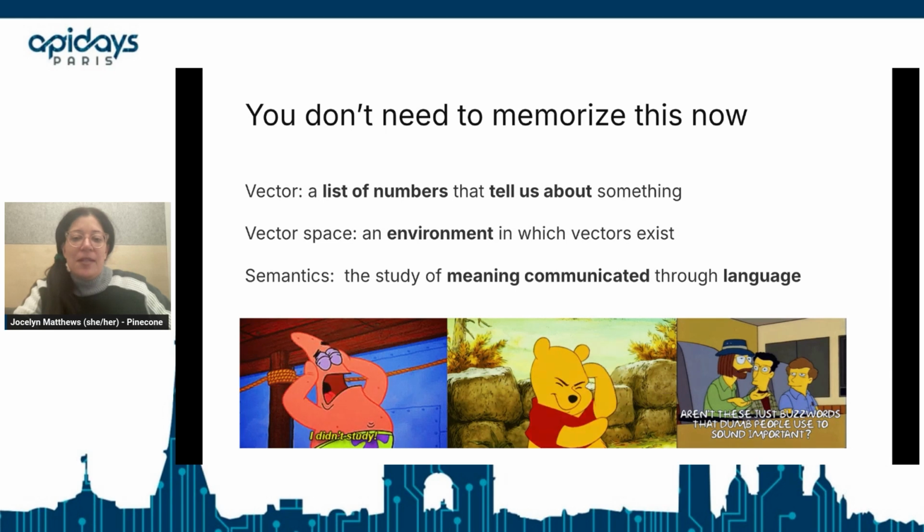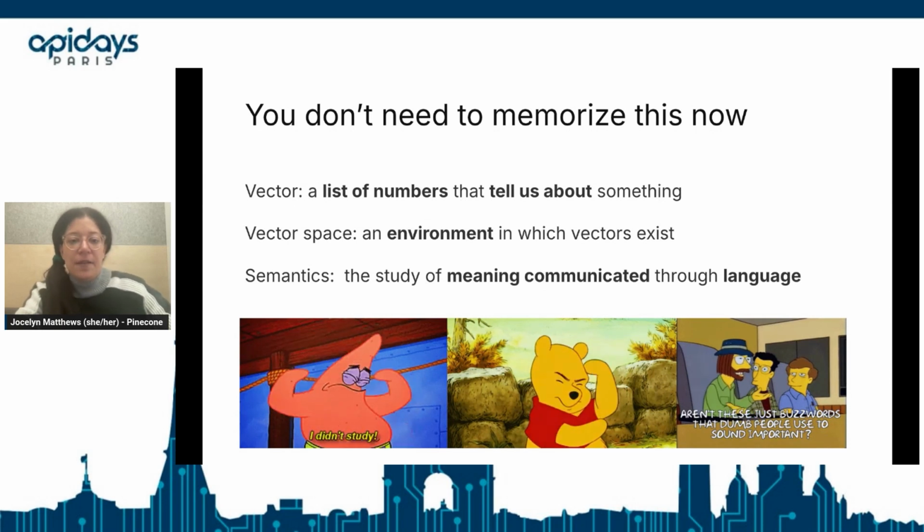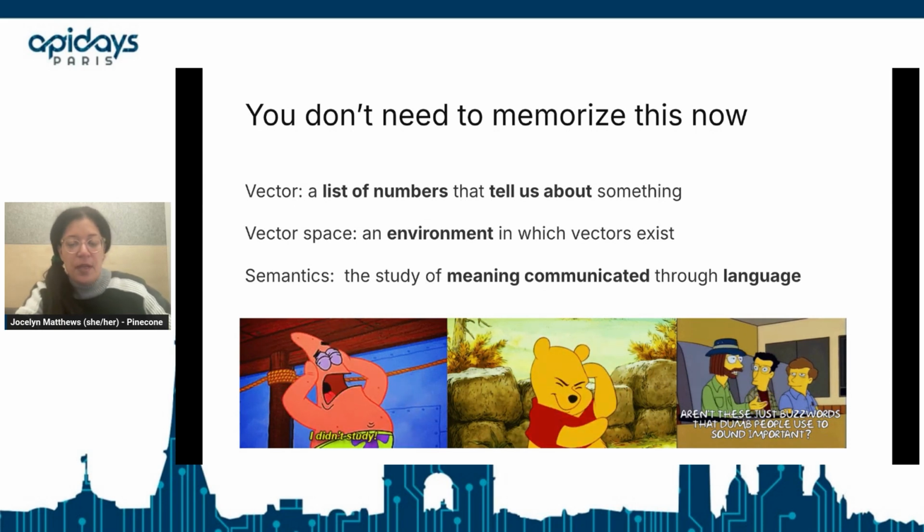So you don't need to memorize this now, but I'm just going to throw out some terms that we'll be discussing. So a vector is a list of numbers that tell us about something, and we're all used to having things where we have numbers that tell us about something. So for example, RGB tells us how much red, green, or blue is in a color. And the word semantics means understanding the meaning of things and not just how they look or sound.